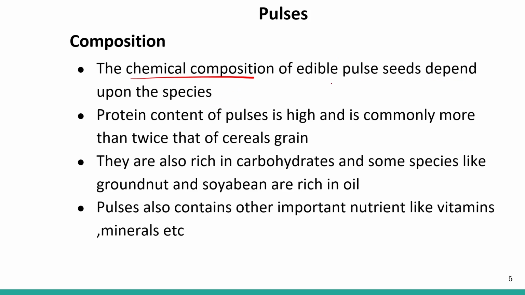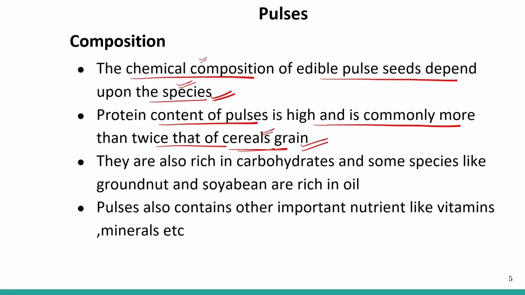The chemical composition of the edible pulses seeds depends upon the species. So what species we are taking? According to that, the chemical composition of the edible pulses can be decided. So the protein content of the pulses is high and is commonly more than twice that of the cereal grain. Very important. The cereal grain also contains protein, but the content in the pulses is high. It is twice that present in the cereal grain.